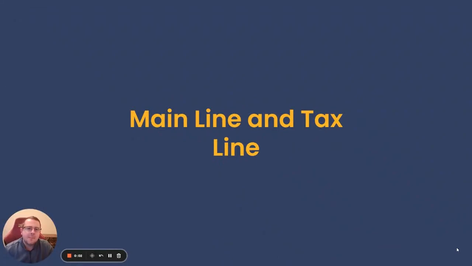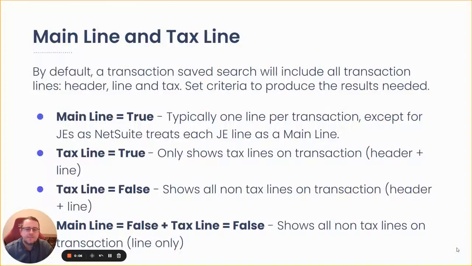Next, we're going to look at how the mainline and tax line impact our NetSuite saved search results. By default, when we run a transaction saved search in NetSuite, it's going to include all of the transaction lines, being the header, any line level items that need to be considered, and any tax lines as well. We can actually set criteria to produce the results that we need. Let's jump into NetSuite and take a closer look.